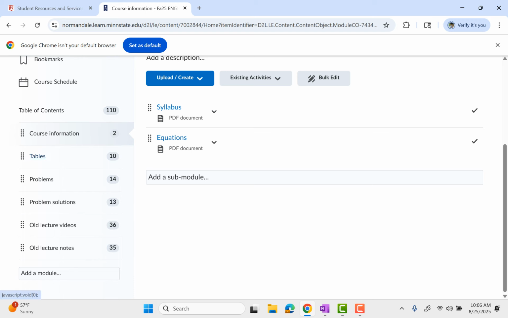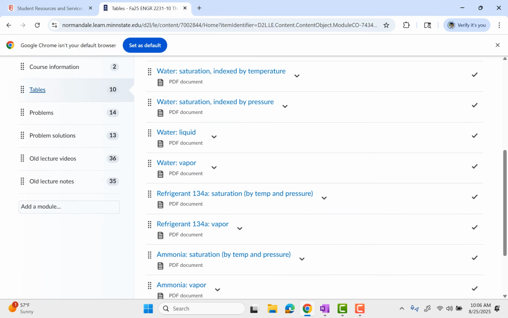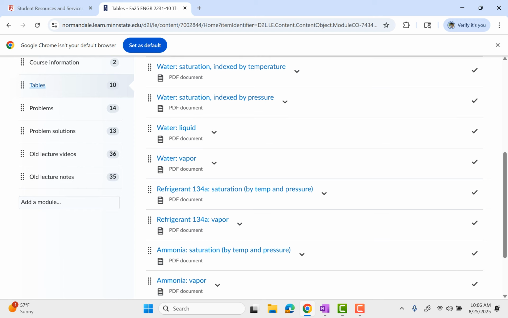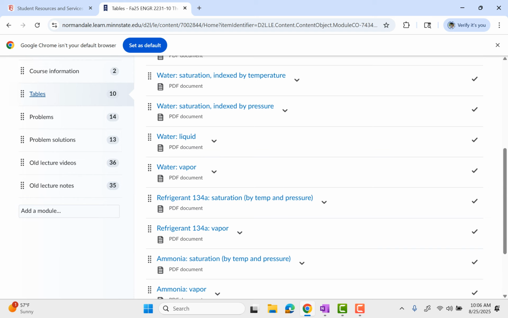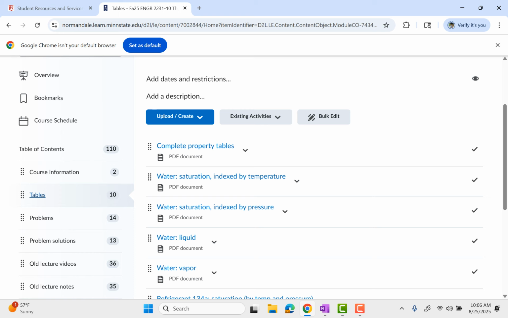So tables, we're going to use tables quite a bit, although I think more and more you can just... Last year, AI would just give you the stuff that you need in tables, which was great, but sometimes it was wrong. I don't think that's a problem anymore. So we'll see together how that works as the semester goes on.